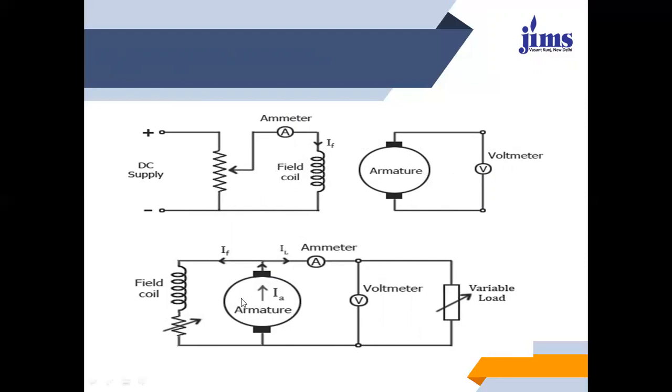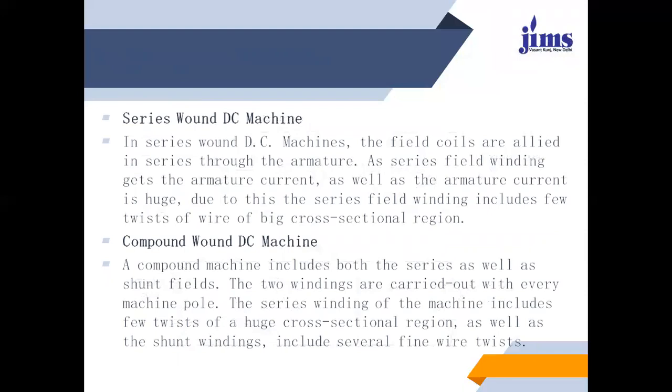If we are given a single source and that source is applicable to excite the field winding and the armature winding, then it will be called the self-excited machine. Then there is the series wound machine. In a series wound machine, the field coils are connected in series with the armature.